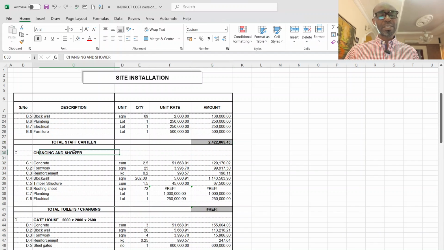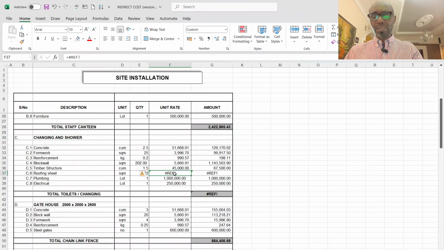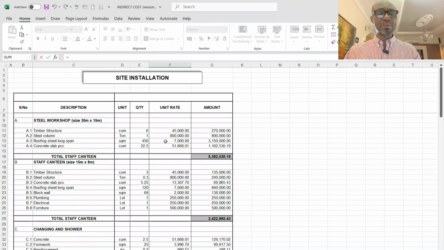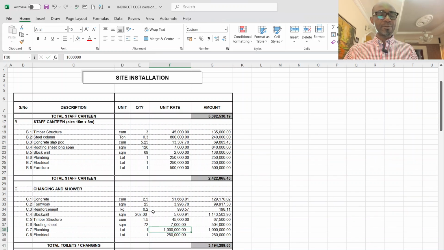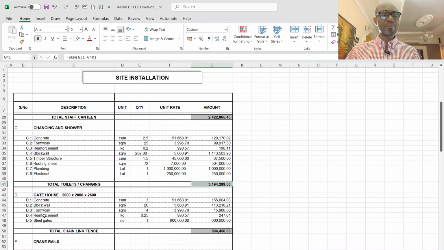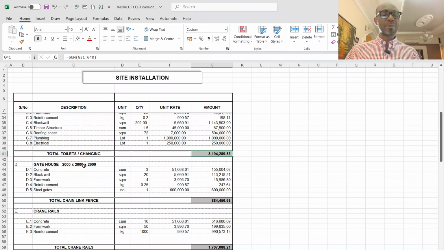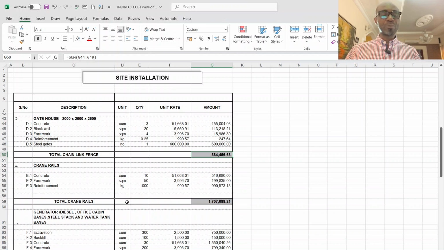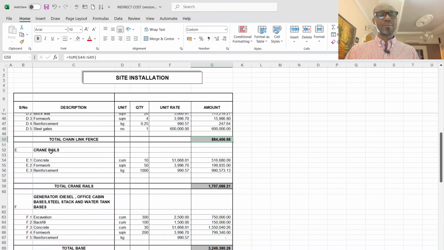The changing room and the shower. This is roof, long span. The changing room and the shower is going to cost 3 million. The gatehouse, 2 meter by 2 meter by 2.6 height, is going to cost 804,000, assume. Then the crane rails, the concrete that we're going to cast to place the rails on, is going to cost 1.7 million.